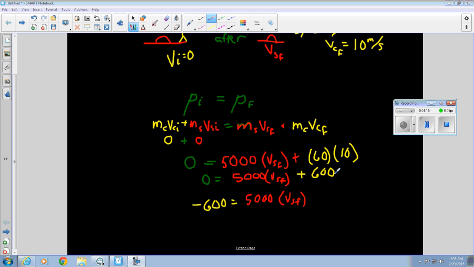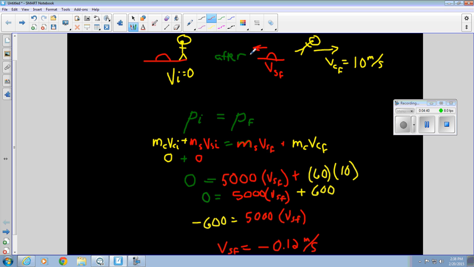Subtract 600 to the other side. Divide both sides by 5,000, and the final velocity of the spaceship is equal to negative 0.12 meters per second. So about 12 centimeters per second. Not very fast. But notice that it's negative, it's in the opposite direction. It doesn't seem like it would move at all because it's a big giant spaceship, but the spaceship has to move the other way because of the person jumping off.